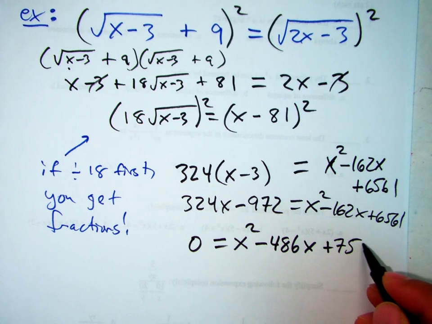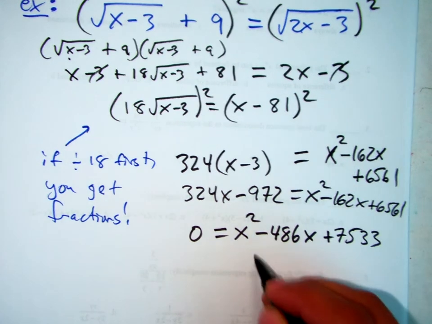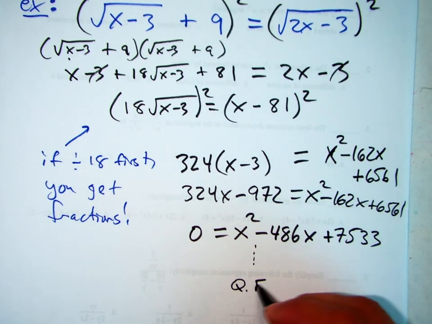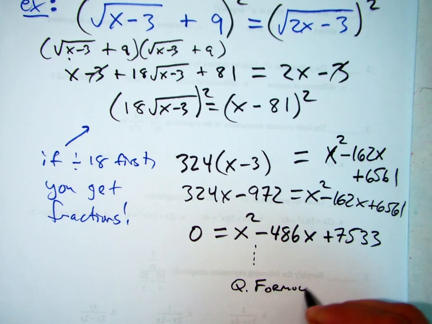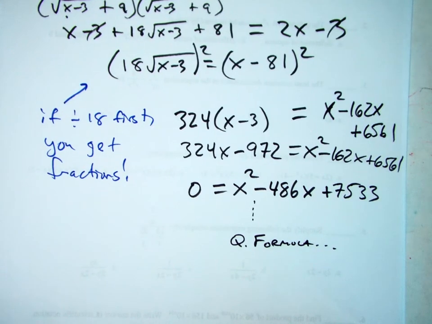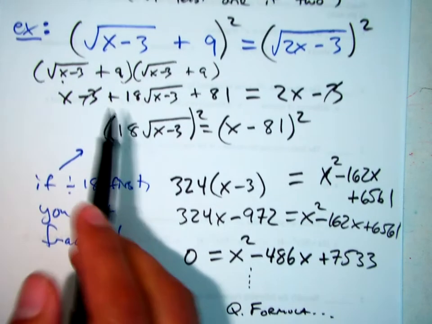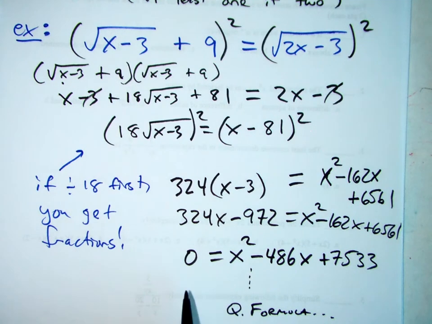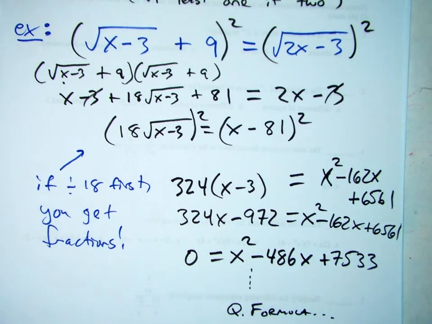7,533. Okay. And then from here, it's quadratic formula, which you guys know how to do. The point is, we needed to get from here to an equation we know how to solve. Okay? So eventually we're just finding out 2x.